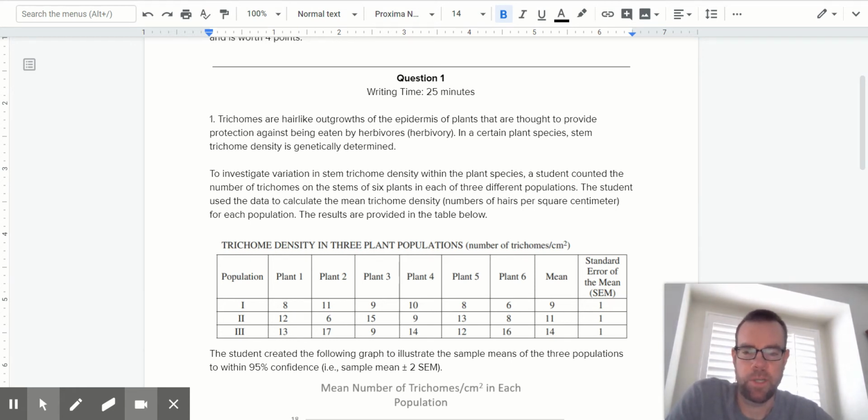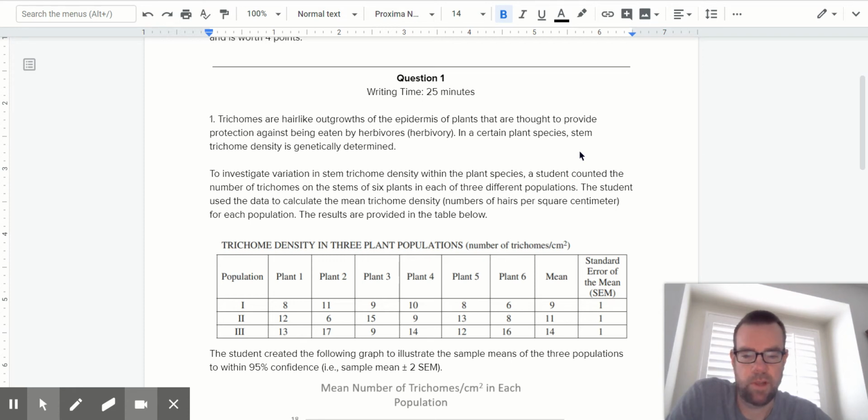So question number one, trichomes are hair-like outgrowths on the epidermis of plants that are thought to provide protection against being eaten by herbivores, herbivory. In certain plant species, stem trichome density is genetically determined. Okay, so there's an experiment, and they've sampled 3 different populations. They've looked at 6 plants in each population, and they've calculated the mean number of trichomes per square centimeter on those plants. So the standard error of the mean is given to you there. It is 1 for each of them.